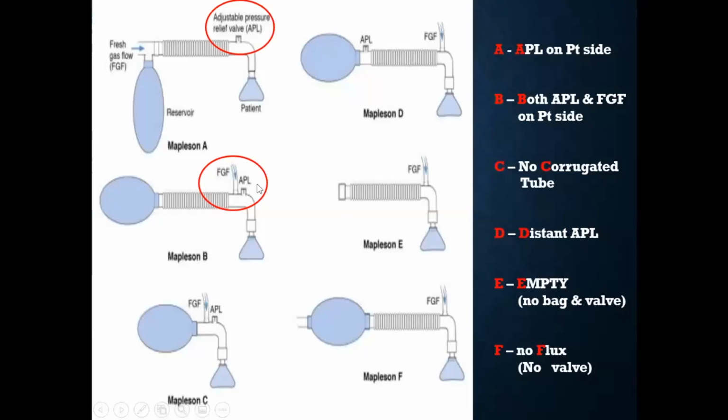B, both fresh gas flow and APL near to the patient. Next, we go to C. C, no corrugated tube. It's an incomplete system. It has a fresh gas flow, it has APL, it has a reservoir bag, but it does not have corrugation. C for corrugation. It does not have corrugation.